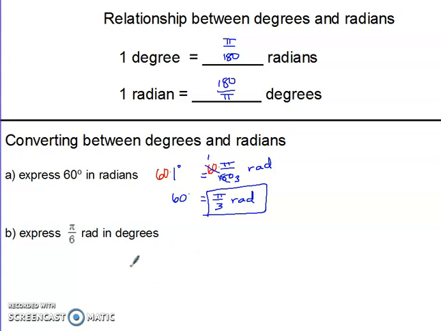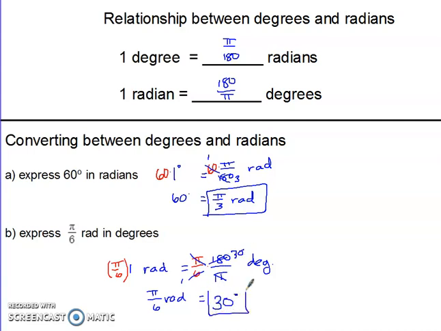To go from radians to degrees, I know that 1 radian is going to equal 180 over pi degrees. I have pi over 6 radians, so I'm going to multiply the left and the right hand side by pi over 6. On the left, I have pi over 6 radians, and on the right, my pi's reduce. 180 and 6 reduce into just 30, which means I'm left with 30 degrees. So pi over 6 radians is equivalent to 30 degrees.